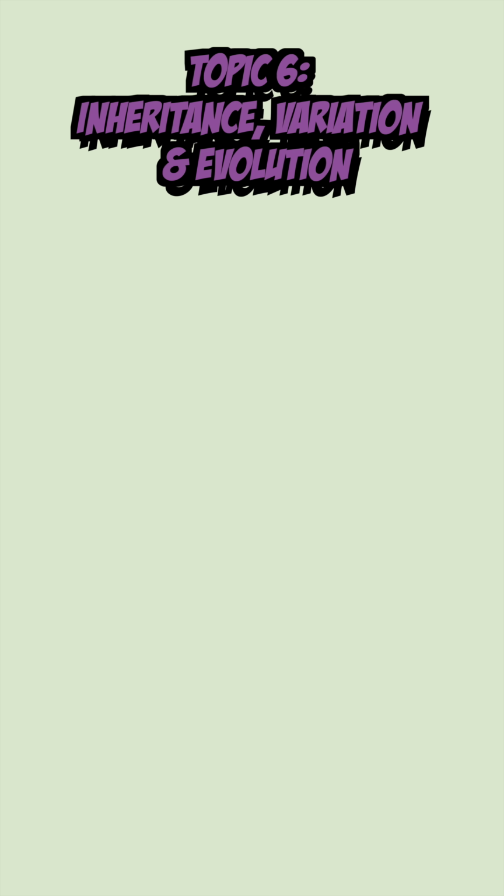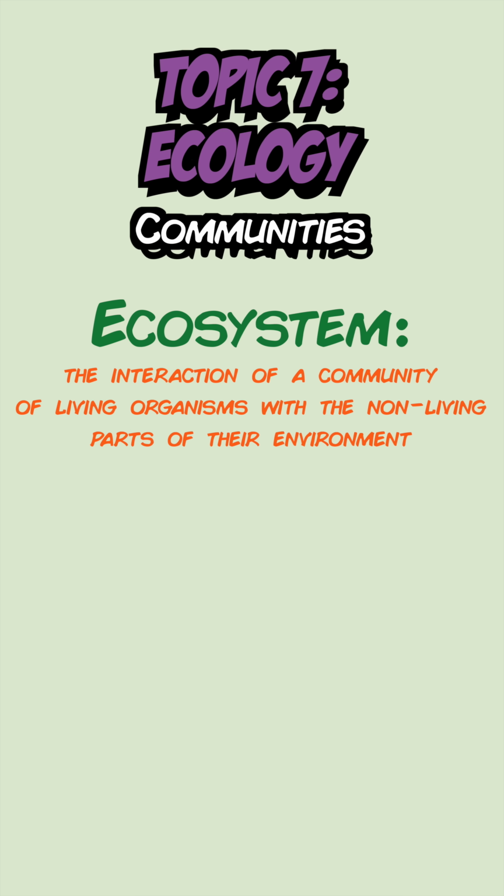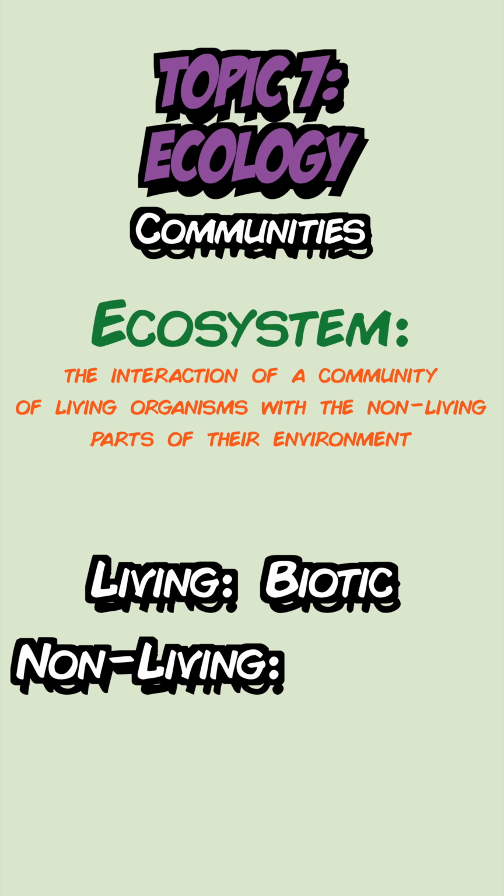The final topic in biology is ecology, where you need to understand that an ecosystem is the interaction of a community of living organisms, which are known as the biotic parts, with the non-living parts of their environment, which are known as the abiotic parts.